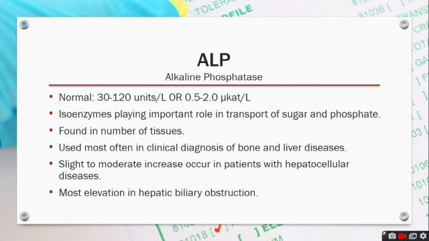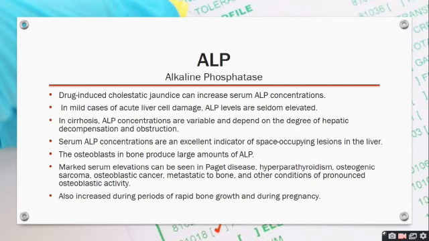Although only a small amount of ALP is present in liver and excreted into bile, a slight to moderate increase occurs in patients with hepatocellular disease, and the most elevation occurs in hepatic biliary obstruction. Now, the diseases in which ALP level elevates: drug-induced cholestatic jaundice can increase serum ALP concentration. The drug-induced cholestatic jaundice can be because of chlorpromazine or sulfonamide, or several other examples you can check.